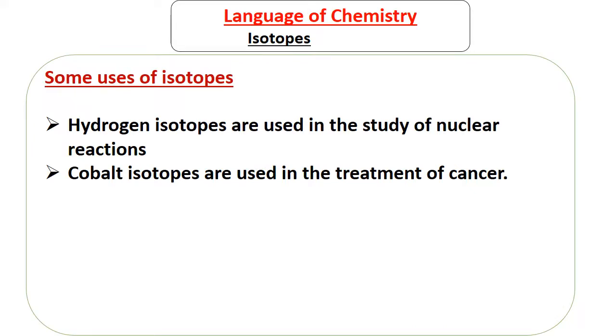So here are some uses of isotopes. Isotopes have got some good uses. One of them is that hydrogen isotopes are used in the study of nuclear reactions. Isotopes have got good behaviors, which makes them good for such studies, which are nuclear reactions. Another use of isotopes, there's cobalt isotopes, which are used in the treatment of cancer.